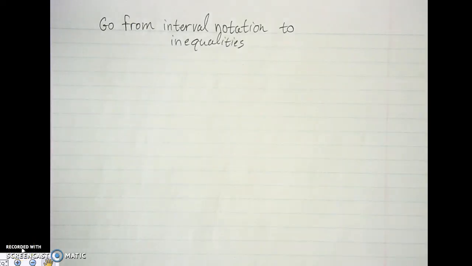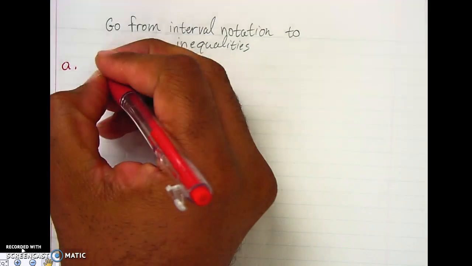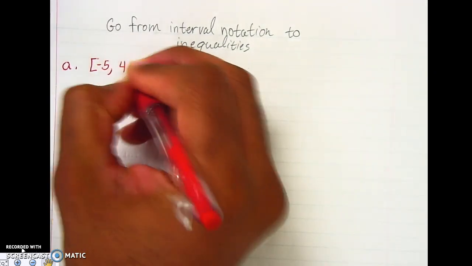All right, the last thing to do is to go from interval notation to inequalities. So we can go from the brackets and parentheses to a graph, then to the inequality, and then be done with it. You need to make sure you can do that and understand what it means. So let's start with, let's say, A. And A is going to have a bracket with a -5, a 4, and then a parenthesis.